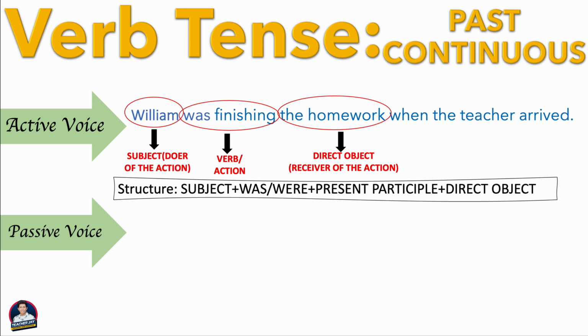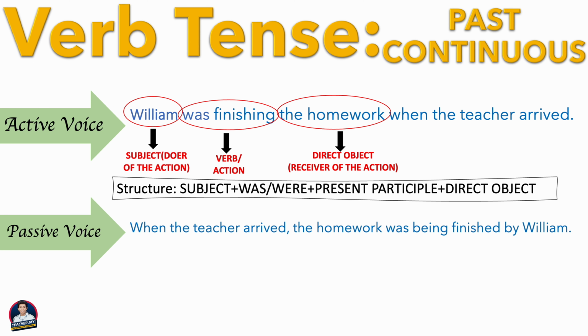To change this active voice into passive voice, the subject and the direct object will exchange their places, so this becomes, when the teacher arrived, the homework was being finished by William. Or you can also write the dependent clause when the teacher arrived at the end of the sentence. So you can say, the homework was being finished by William when the teacher arrived. It doesn't matter where you're going to put your dependent clause here.